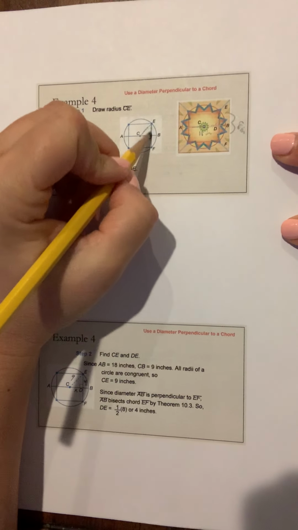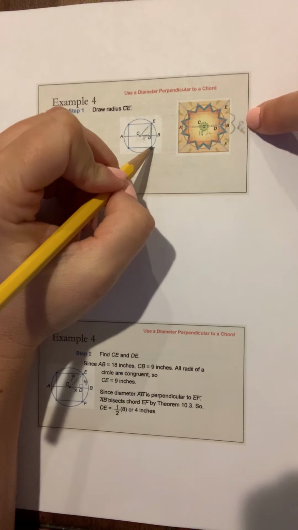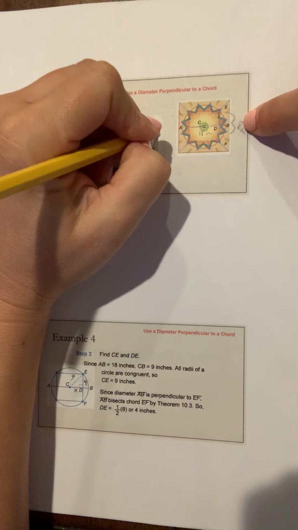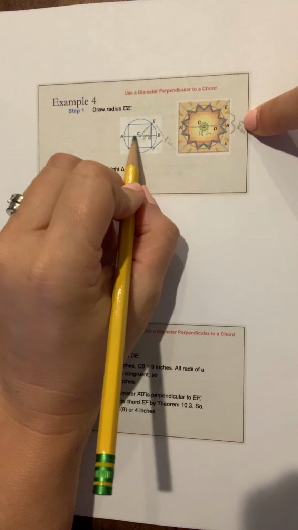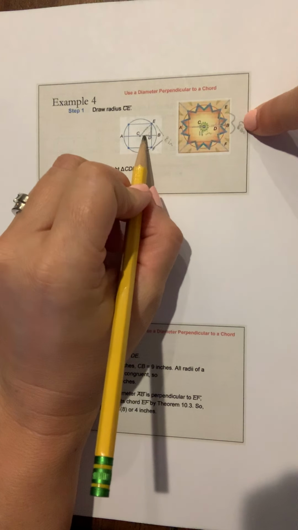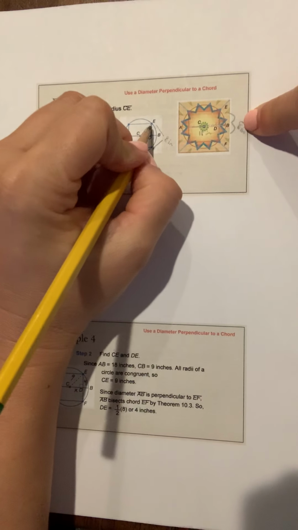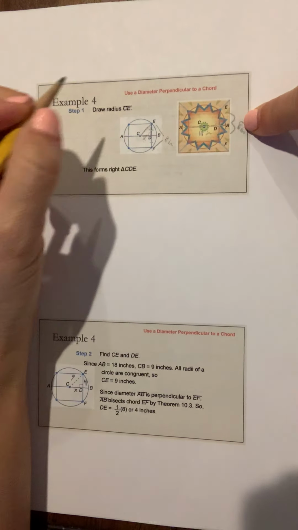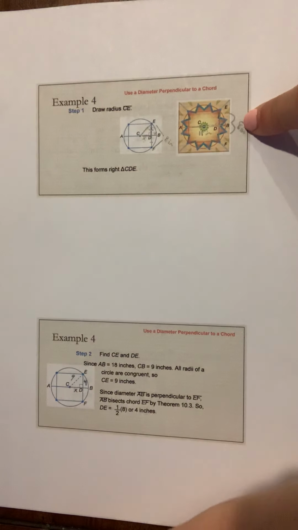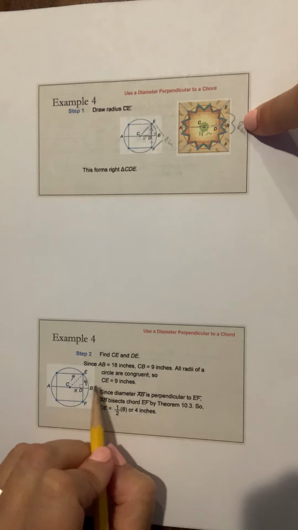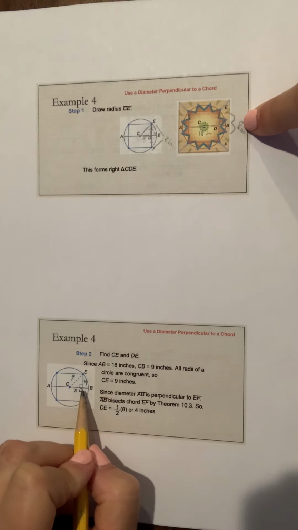So look, chord EF, it told me, is 8 inches. Okay. What are these two chords doing to each other if they're perpendicular? It bisects it. So if this whole thing is 8, then ED is 4, which I'm going to show below right here. Okay.